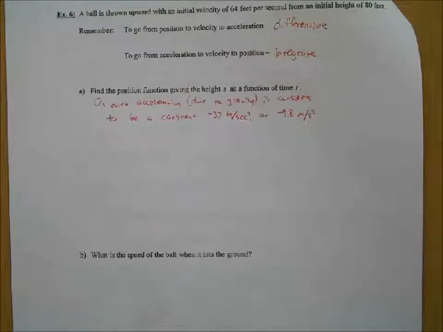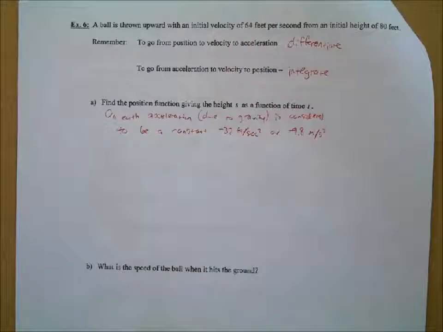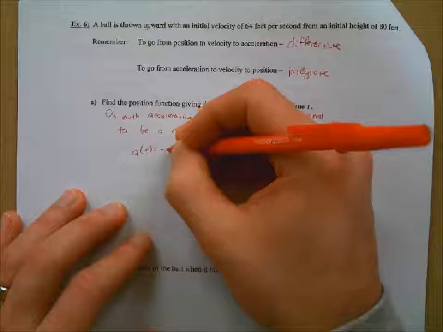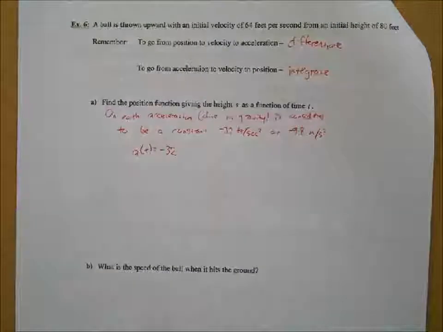Well, we have to use the feet stuff though, right? Because our units are in feet. Okay, so we're going to have to use the acceleration equals negative 32. Sorry. All right, so acceleration equals negative 32. Right? If it's a constant acceleration, it does not depend on time. The acceleration for an object due to gravity is just negative 32, we'll say.